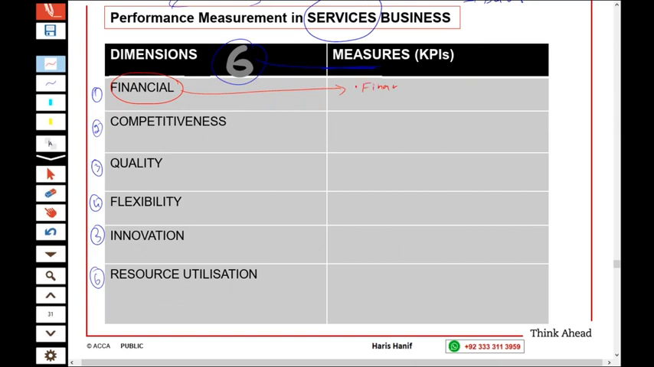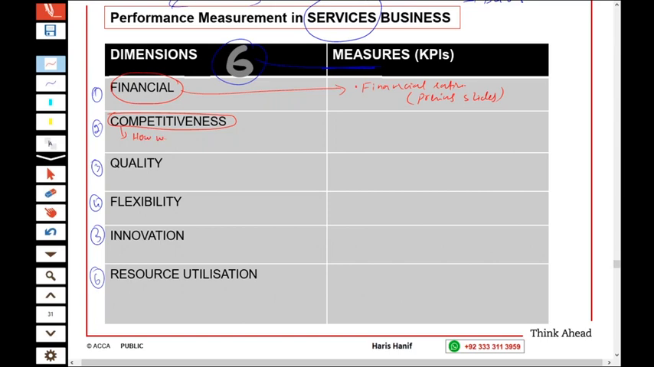The financial ratios are, yes, you can refer to the previous slides. That is gross profit margin, net profit margin, etc. These are the financial perspective. Number 2 is the competitive perspective. What do you mean by the term competitiveness? Competitiveness means how well you are performing against competitors.